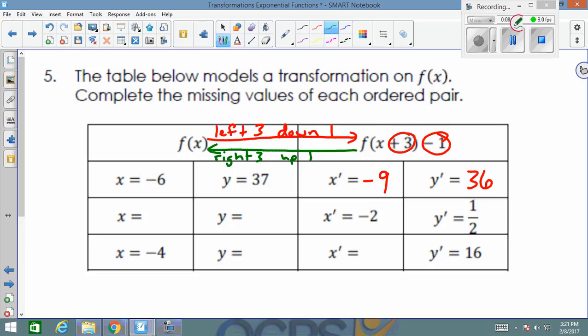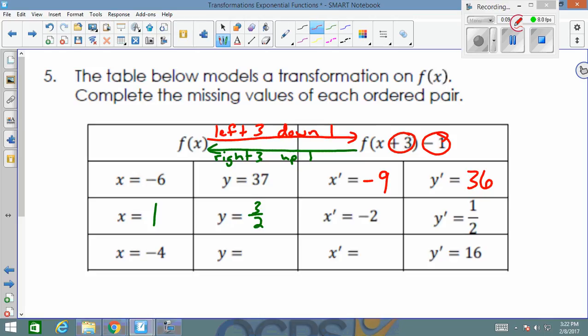On the other side, we're going from negative 2 to the more positive end, so I need to add 3 to negative 2, so that's going to give me 1. I'm at 1/2, and I need to go up 1, so I need to add 1, so I'm going to be at 3 over 2, or 1.5.